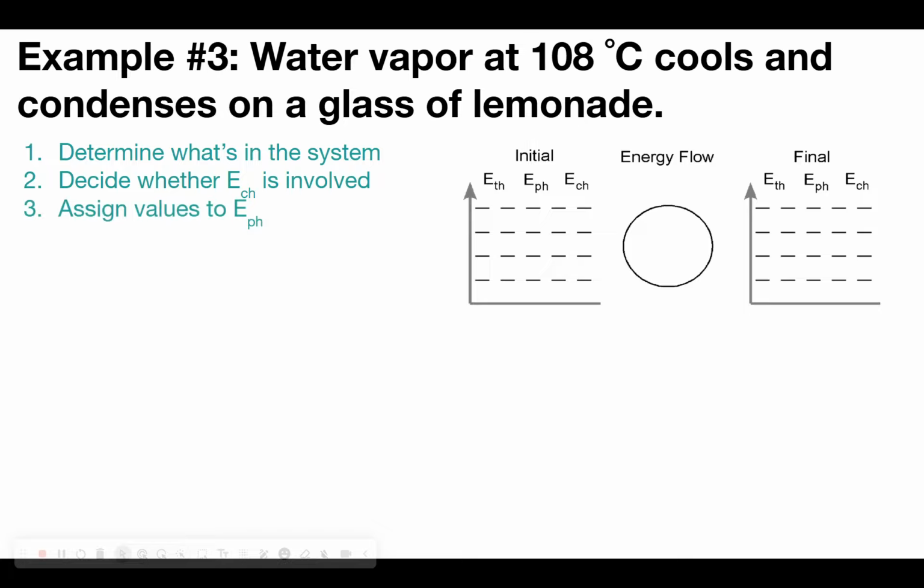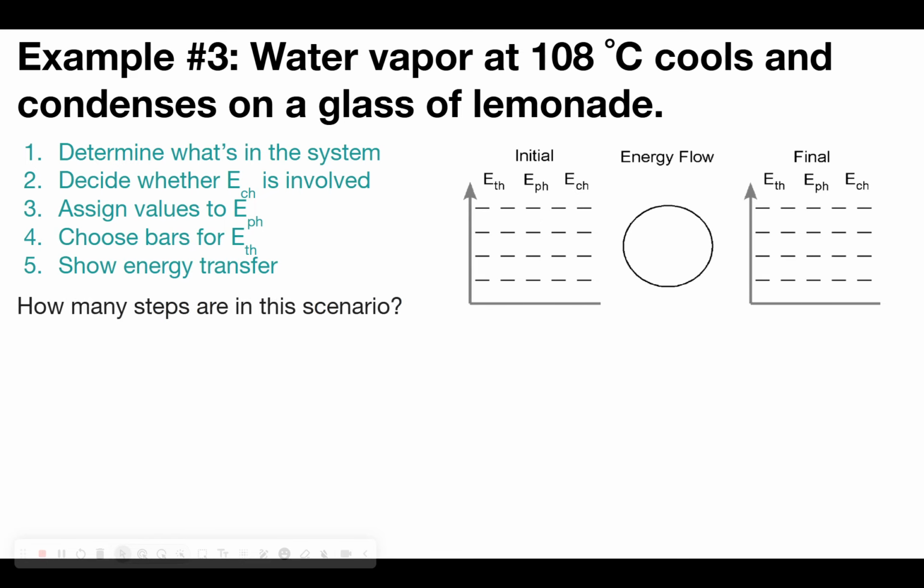Never for this unit. Assign phase values, phase energy values. Think about what are we starting with and then what are we ending with. And then choose bars for thermal energy. What temperature does it start at and where does it end up? And then show your energy transfer. Those are our steps. So how many steps are in this scenario? Think about that for a moment. Maybe give this a shot before you continue on with the video.